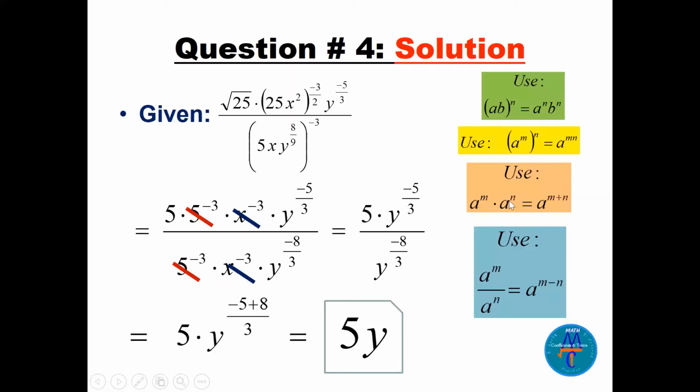Actually, we did not use this formula here: a to the m times a to the n is equal to a to the m plus n. You can use it anytime if you multiply with the same base. So I put this as an extra here, just a little gift. So we have y, now we subtract the powers here: minus 5 over 3 minus minus 8 over 3, so it will be plus 8 over 3. So it will be power 1. So 5y is the answer.